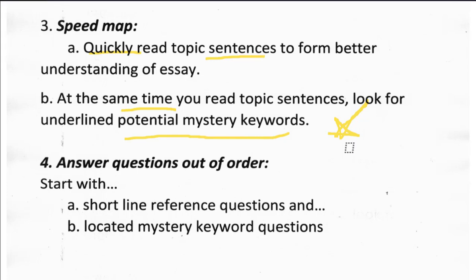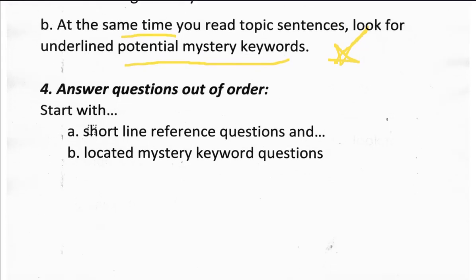So instead of finger scanning, you already located them, okay? So add to your understanding from your mind map by looking at your topic sentences, and then try and bump into the words from the mystery questions that you need to locate later. All right, finally, step number 4, we're going to go ahead and answer the questions, but we're going to do them out of order. Short line references are usually pretty easy to do. And also, if you've located those mystery keywords and you've bumped into them from your topic sentences, or they just jumped off the page at you, we're going to go ahead and answer those questions as well.